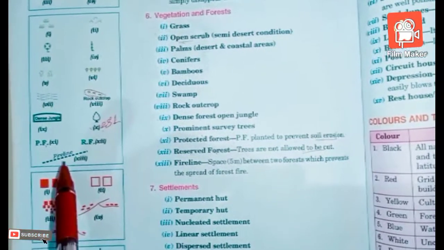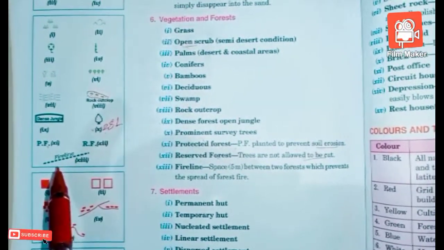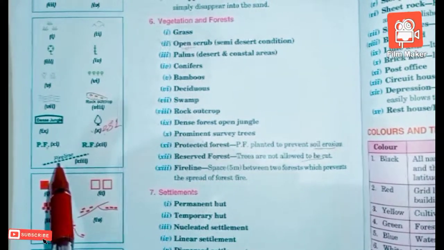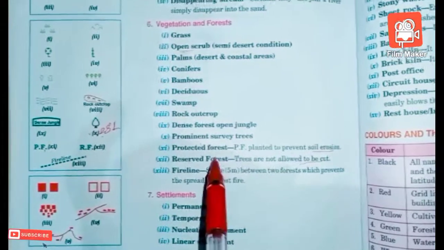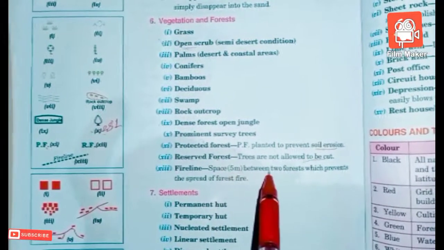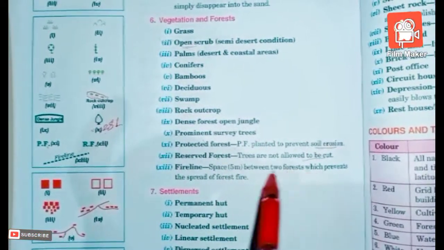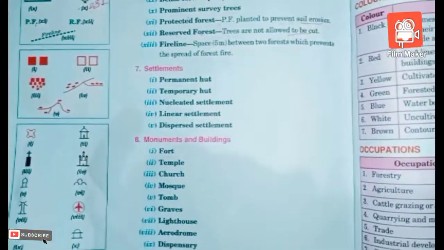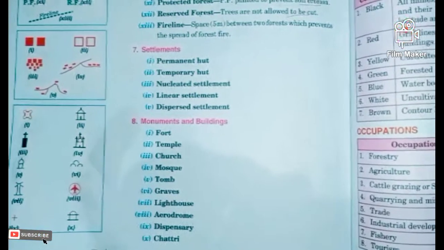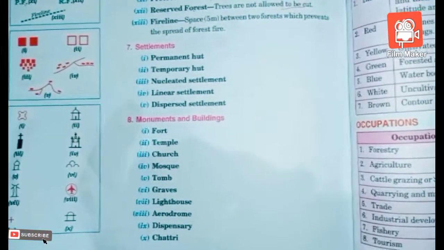And there is one more important line on the verge of the forest, that is a fire line, shown with dashed black lines. This means between the two forests, it prevents the spread of forest fire. Whenever there is a forest fire, we can try to stop it by having the forest fire line.